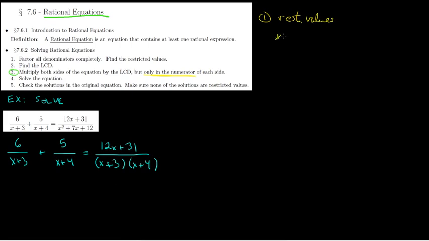So obviously, x plus 3 cannot be 0. So if x plus 3 equals 0, we get negative 3. And if x plus 4 equals 0, we get negative 4. So both negative 3 and negative 4, make sure they're negative, are restricted values.